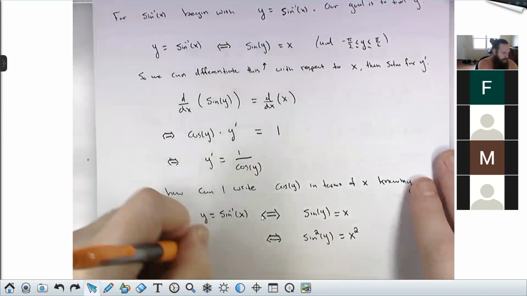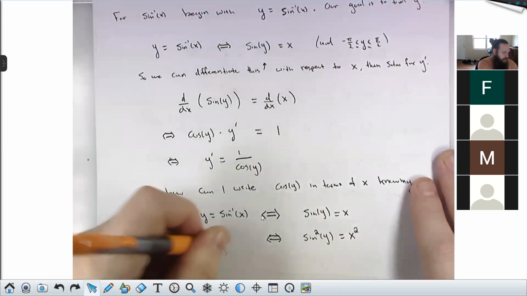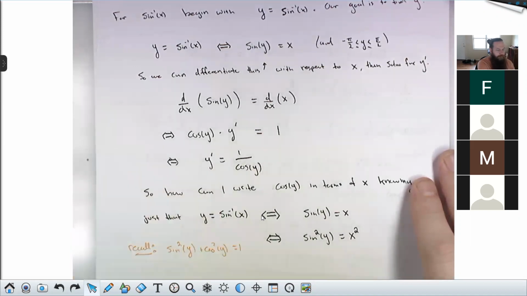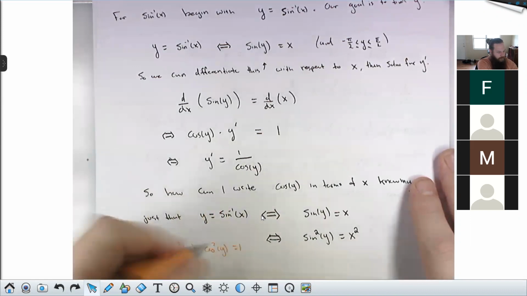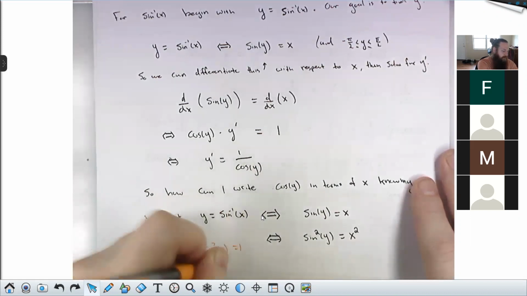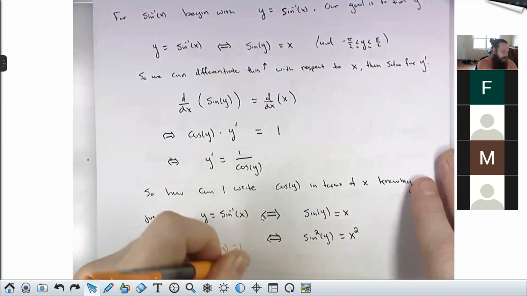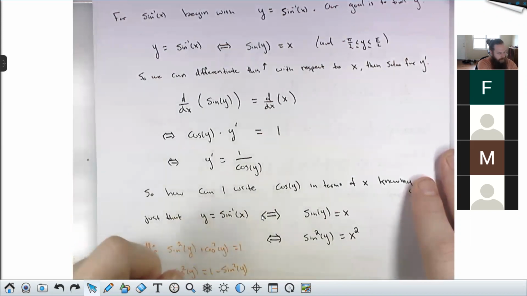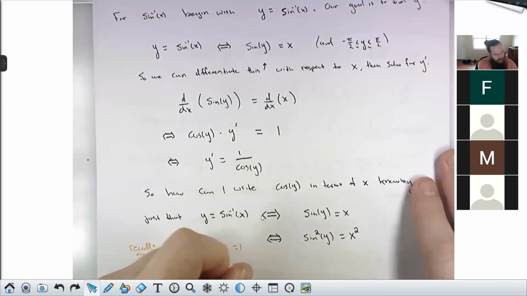So sine squared y plus cos squared y equals 1. What I have here is a cosine of y. So that's what I want to get out of this. This means cos squared y is equal to 1 minus sine squared y, which means cos of y is the square root of 1 minus sine squared y.